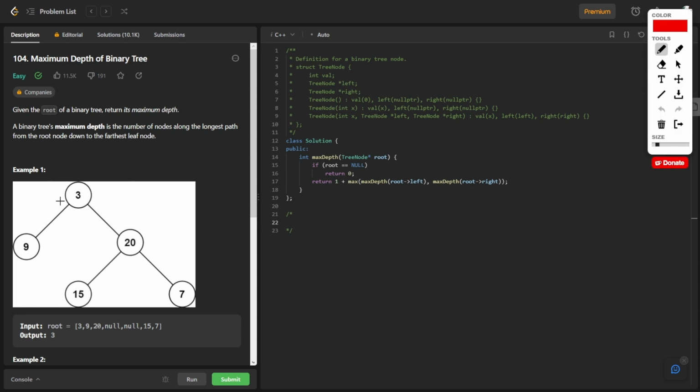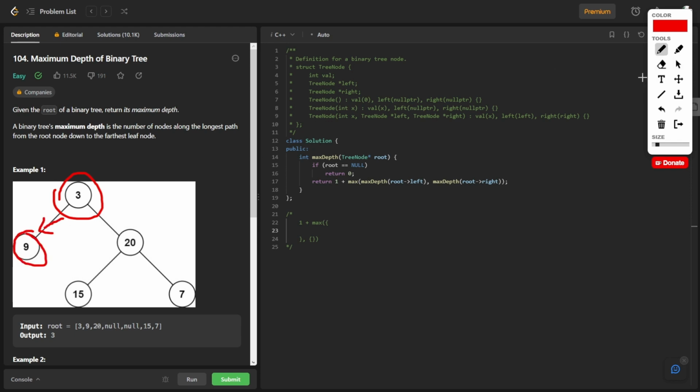Alright, so at first, when the function is called, my root is at 3. My root is 3, it is not null, so we don't do anything. Here I'm actually returning 1 plus the maximum of the left node and then the right node. Which is a recursion, so I'm going to use a curly bracket so that we can go into this function again. So the left node, let's go to the left node.